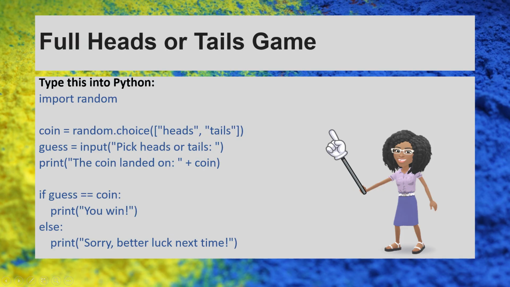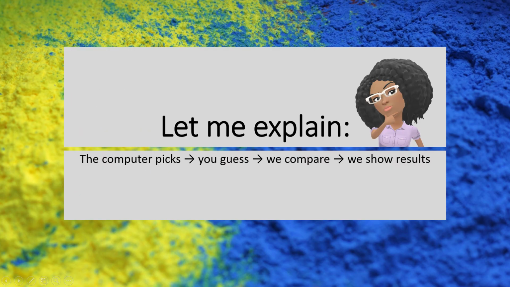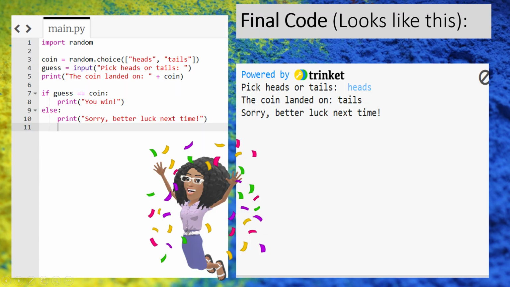This is the full code for the heads or tails game. You can type it into Python if you haven't already. You can pause the video while you type. Let me explain. The computer picks, you guess, we compare, and then we show the results. This is what the final code looks like.